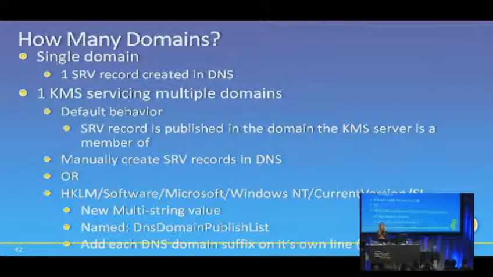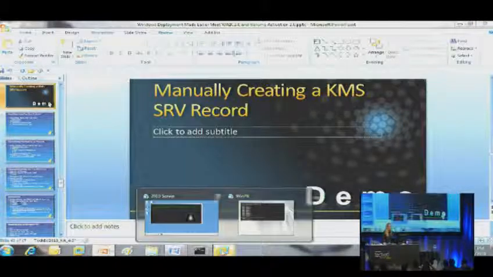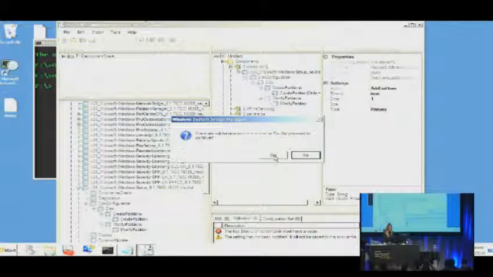Mentioned single domain. Whoever the KMS server is a member of, it can automatically service those clients because it has its DNS record. If you want it to be able to service clients in another domain, you can do a couple of different things. You can manually create the SRV record, or on that KMS server, you can hack the registry here and input the DNS domain publish list, and then each domain has to be listed on its own specific line. You guys have probably seen this or done this in the past.